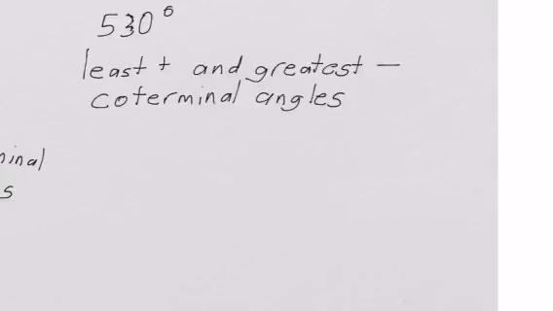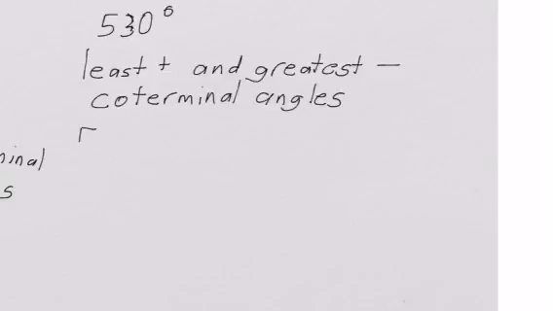Now, whenever you see a problem like this, technically any angle is coterminal with itself. However, MyMathLab will not accept that as an answer, so if it gave you something like 45 degrees, you can't say the least positive coterminal angle is 45 degrees. You would need to say 405.